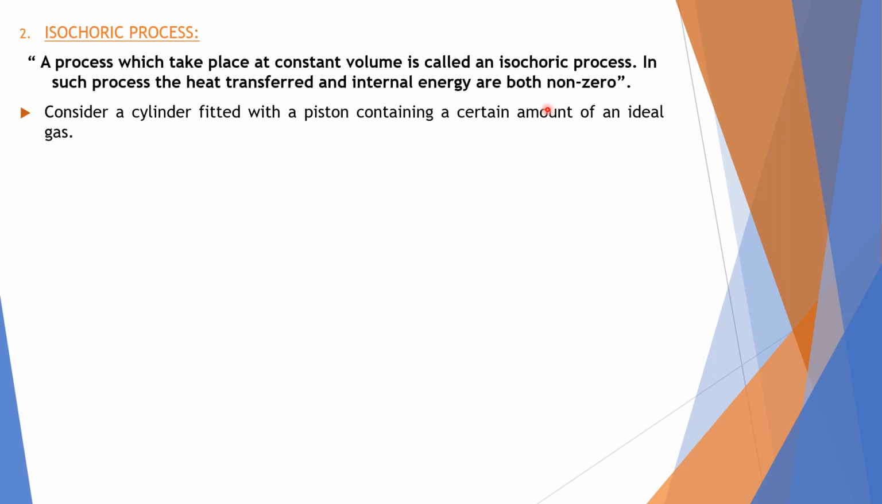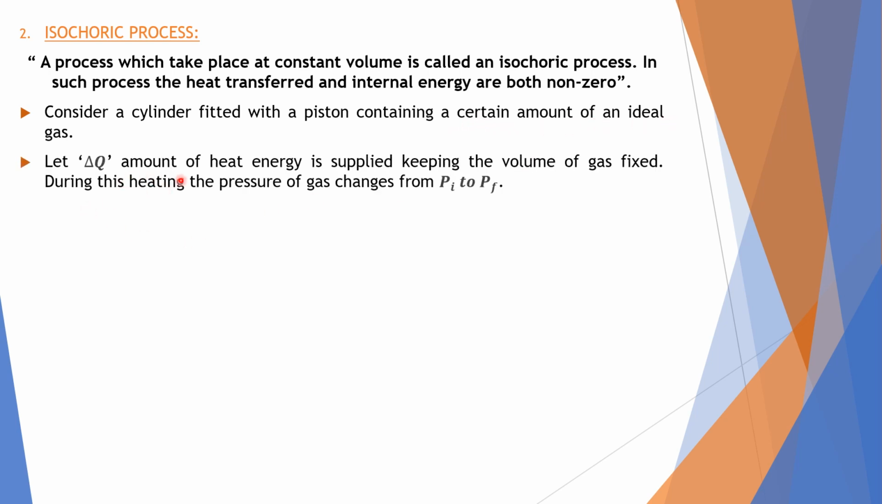So the volume of a gas should remain constant. For that, we consider a cylinder fitted with a piston containing a certain amount of an ideal gas. Let delta Q amount of heat energy be supplied, keeping the volume of the gas fixed. For that, we seal the piston. The best example for an isochoric process is your pressure cooker.